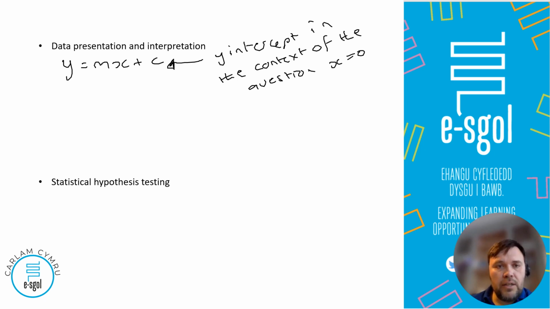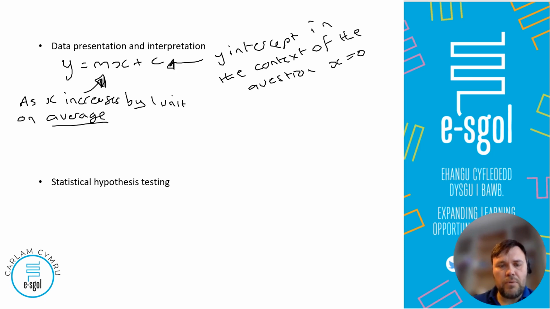And then the other one is the gradient. Some questions will ask you just to state the gradient, and other questions will ask you what the gradient means. Again, every question with statistics has to be in the context of the question. What I would highly recommend is: as x increases by 1 unit, on average, and that is an important word, if that word's not in, then you could lose the mark.